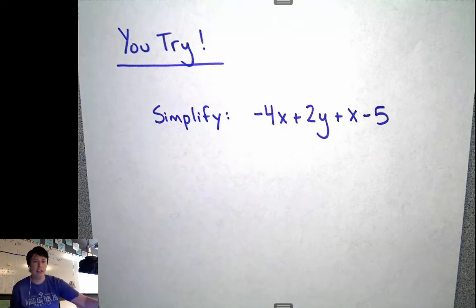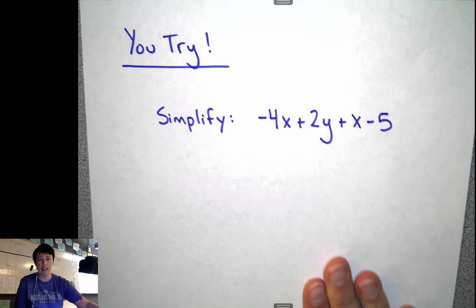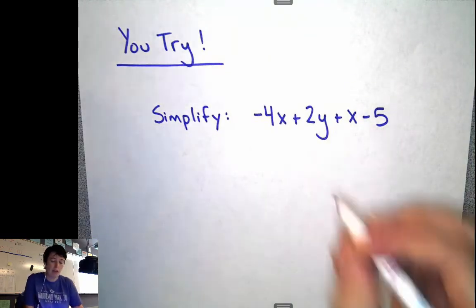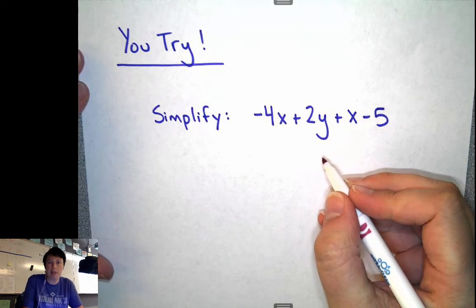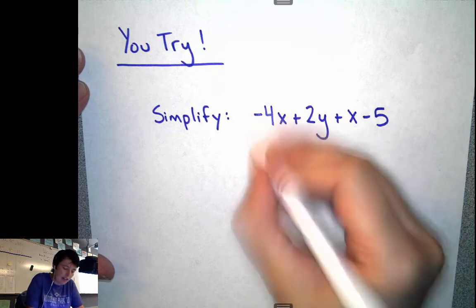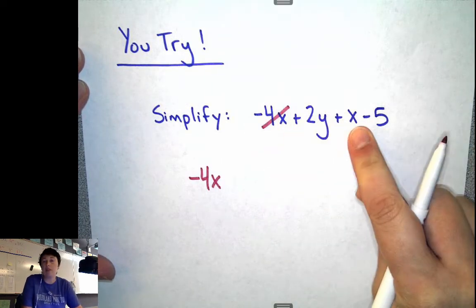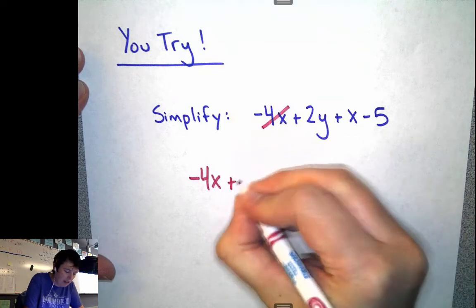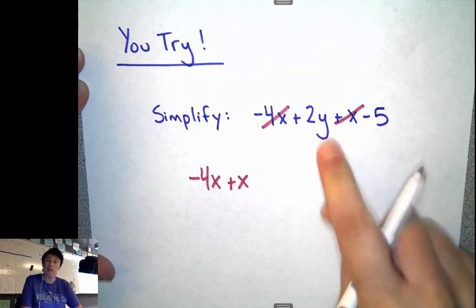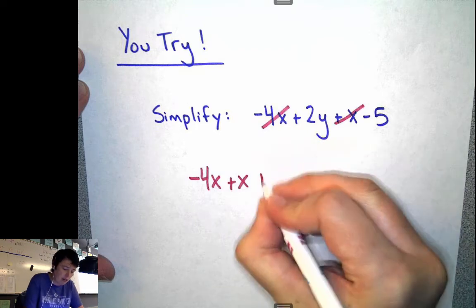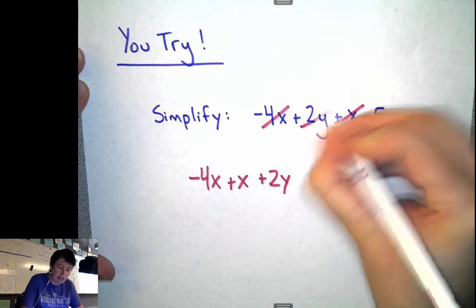All right, you ready to check your answer? Did you pause the device, try it, and unpause? I hope so. I hope you're making nice, neat notes and giving this a shot. So I'm going to go through my steps here. First step is put the like terms together. So this negative 4x, I'm going to write it down and cross it out, is going to combine with the plus x right there. We're going to combine those. This 2y, I'll write down, cross it out, doesn't combine with anything.